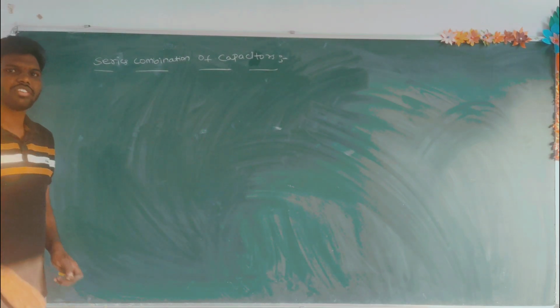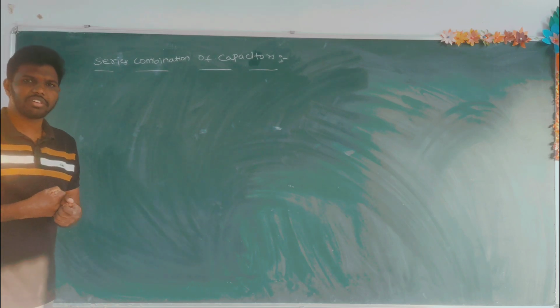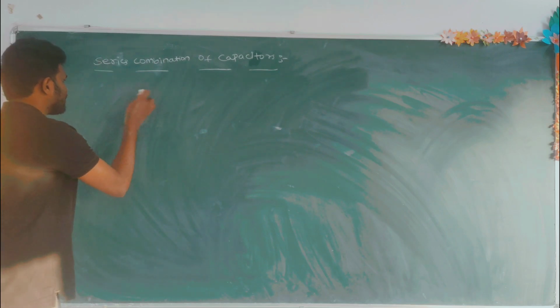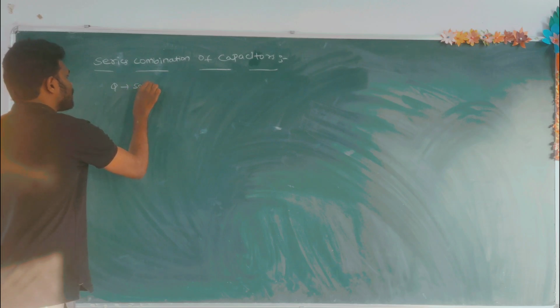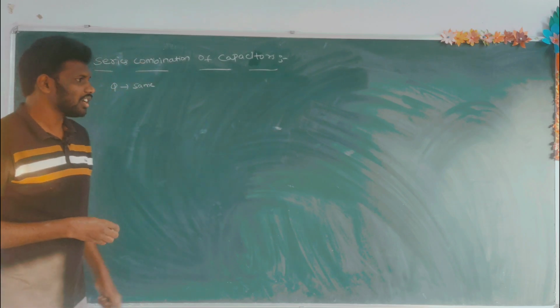Series combination of capacitors. What is this series combination? First we will see what is this series combination. If a number of capacitors are connected in such a way that the total charge on the capacitor plates is the same, such a type of combination is called a series combination of capacitors.